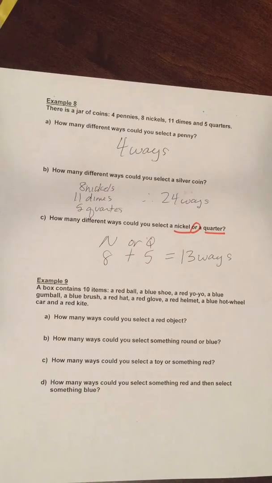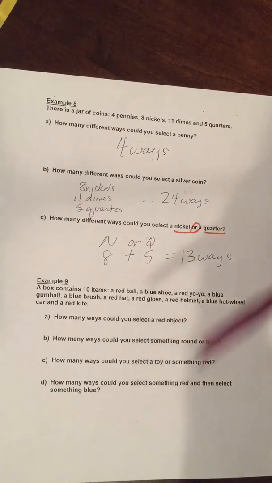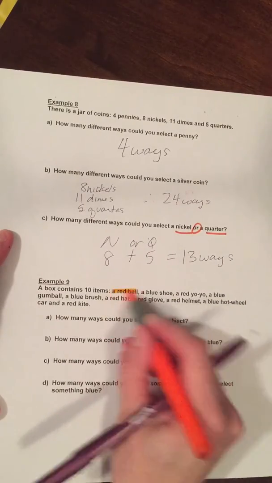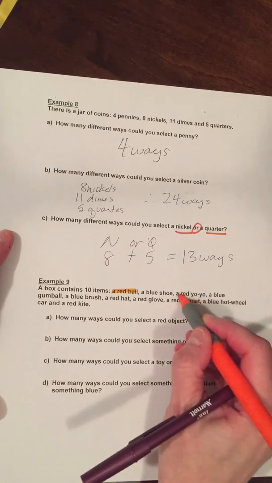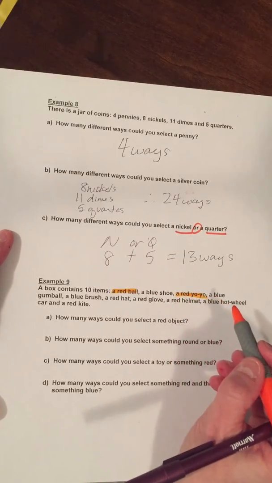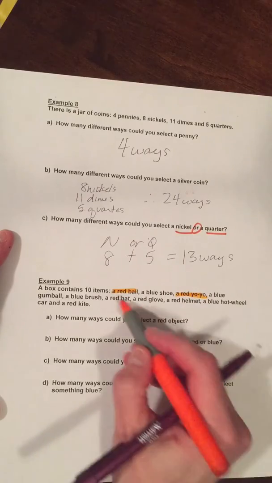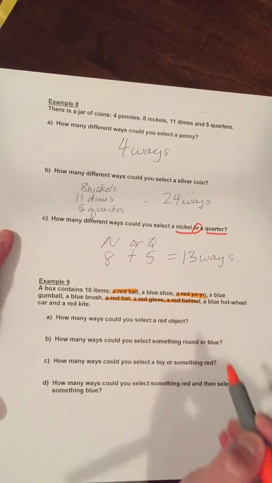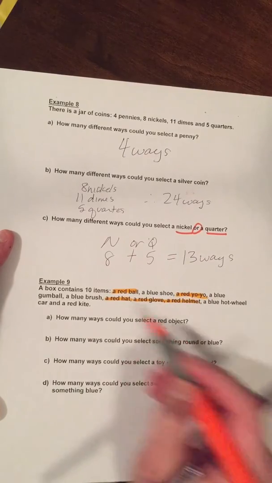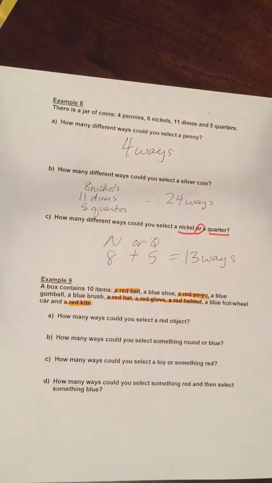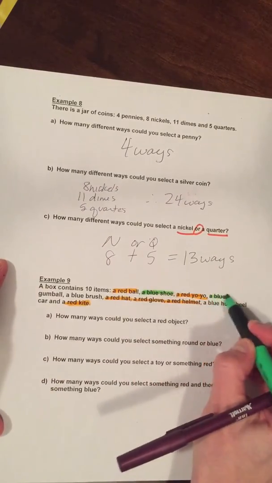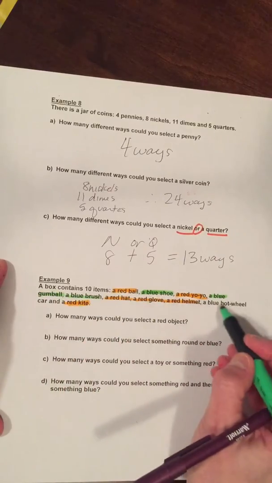A box contains 10 items. I'm going to highlight all the red stuff in orange. A red ball, a blue shoe, a red yo-yo, a blue gumball, a blue brush, a red hat, a red glove, a red helmet, a blue Hot Wheel, and a red kite. So all of my red items I'm highlighting in the orange there. All of my blue I'm going to highlight in the green, just so I can keep track.